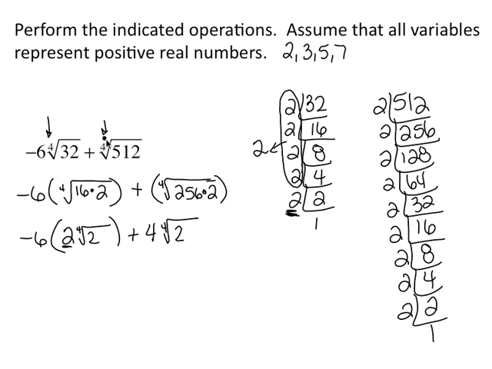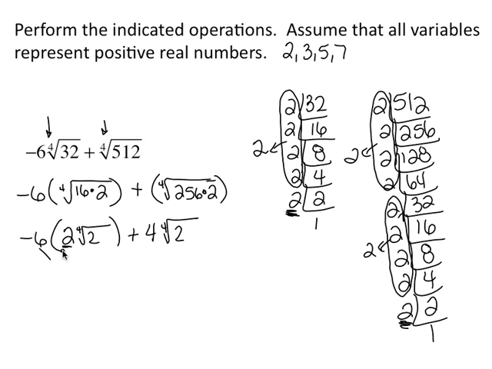Again, I want groups of 4. So that's one 2 that goes outside, and then that's another one that goes outside. So 2 times 2 is 4. That's how I get this 4. And then this 2 goes back into the radicand.